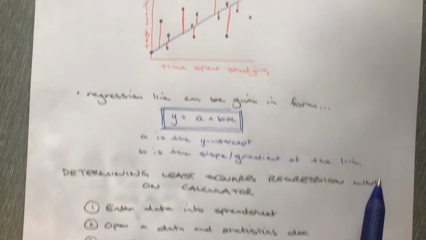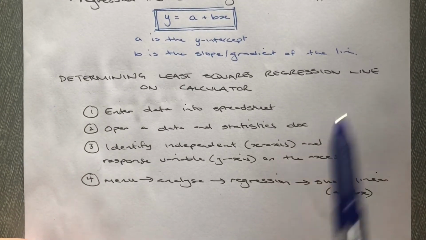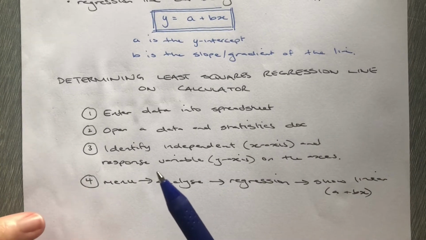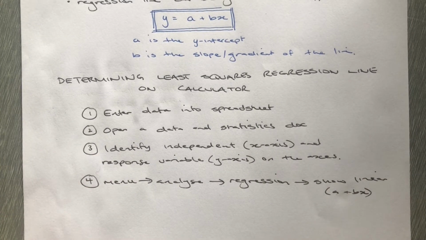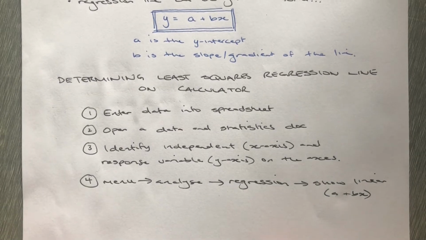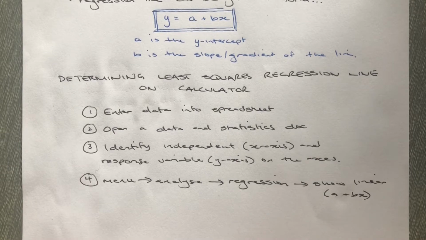All right, so let's start using our calculator. We're going to go through all these steps here and work out the line of best fit for a set of data. So you can pause and have a look at these steps if you like, but I'm just going to move straight over to showing you on the calculator.